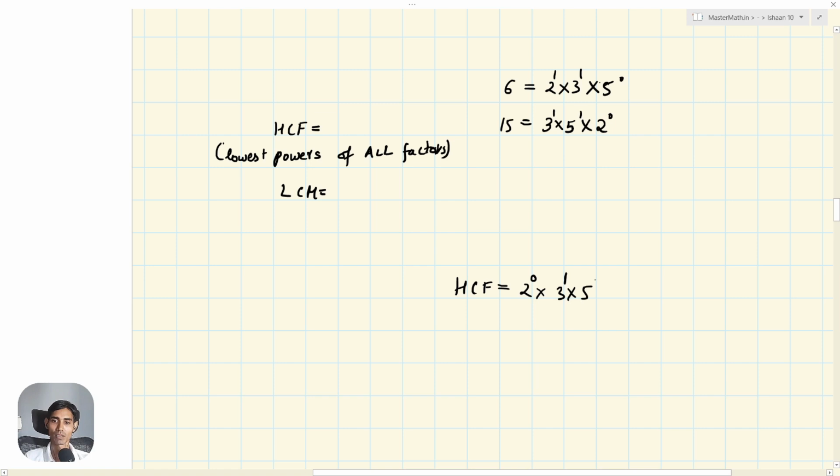Wait, isn't the lowest power zero for any number? No, among these numbers, 2 power 1, 3 power 1, 5 power 0. Among these numbers, 6 and 15. So what is 5's lowest power in these two numbers?